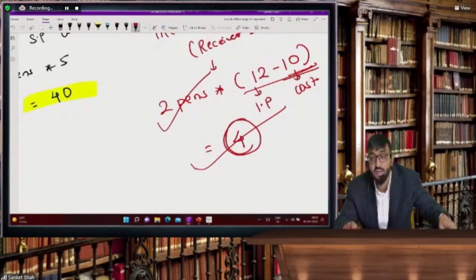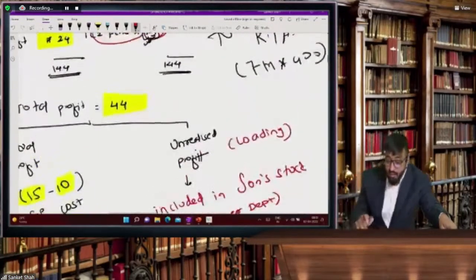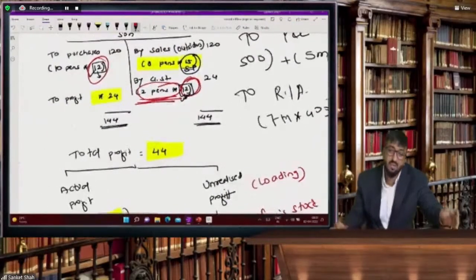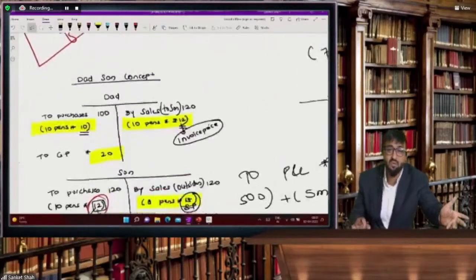You have to multiply by unrealized profit is by closing stock 2 pens. Yes, हिंदी में मत एक्सप्लेन करने लगा ये यार. 10 पेन, अरे क्या है उसमें, कौन सी बड़ी बात है?